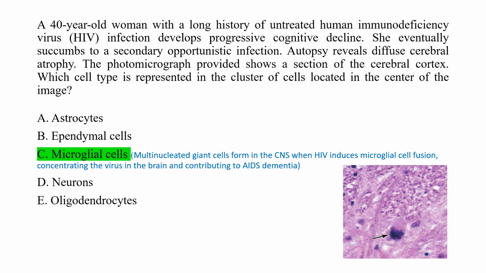Now, if you notice, the photomicrograph on the right side shows multinucleated giant cells, and these cells are composed of microglial cells. Now, microglial cells are the macrophages of the central nervous system, and they are the primary reservoir for the HIV within the brain. When HIV infects these cells, it causes them to fuse, forming multinucleated giant cells. This fusion will trap the virus in the brain, and it's thought that this contributes to the development of AIDS dementia.